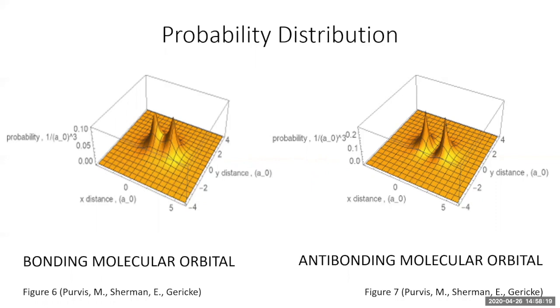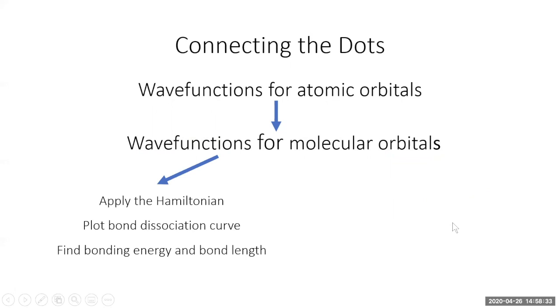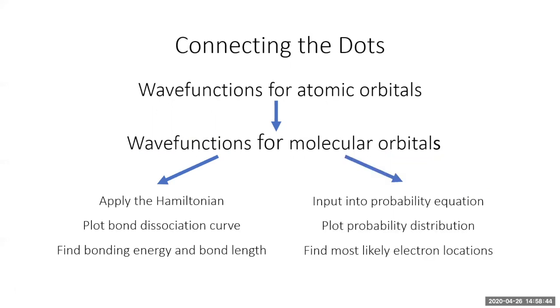So let's put all of this together. First, we found the wave functions for the hydrogen atomic orbitals and added and subtracted those to generate bonding and antibonding molecular orbitals, respectively. Then we took those molecular orbital wave functions and applied the Hamiltonian to generate bond dissociation curves so that we could find the binding energy and bond length of our molecule. We also used the molecular orbitals to generate probability distributions by inputting them into the probability equation and plotting them in Mathematica. These probability distributions showed us which spaces were most likely to find the lone electron.